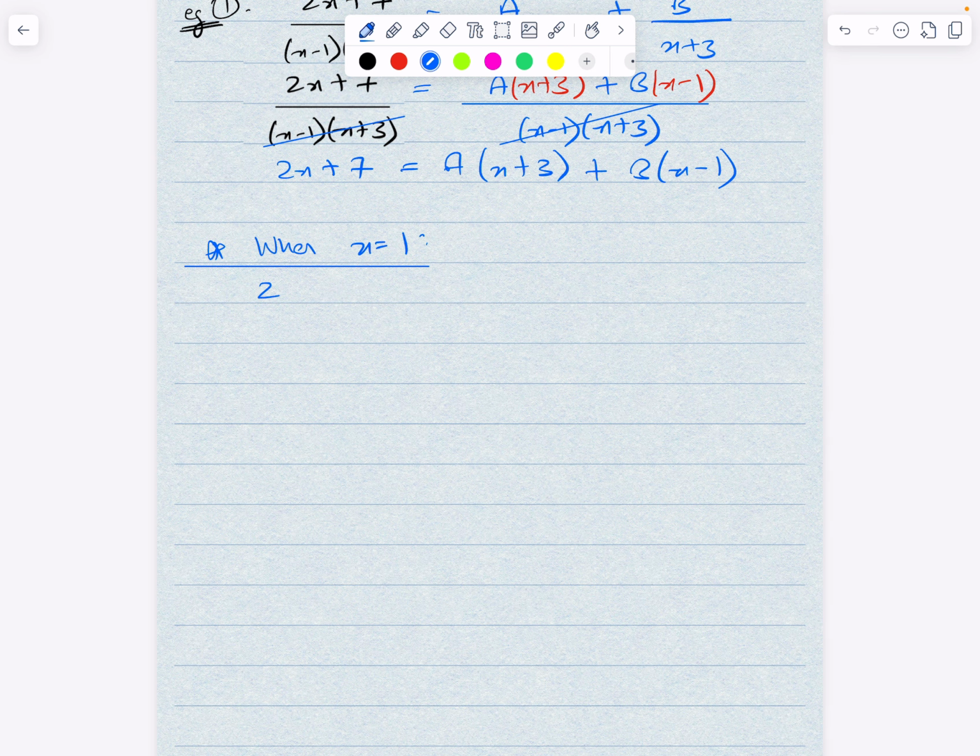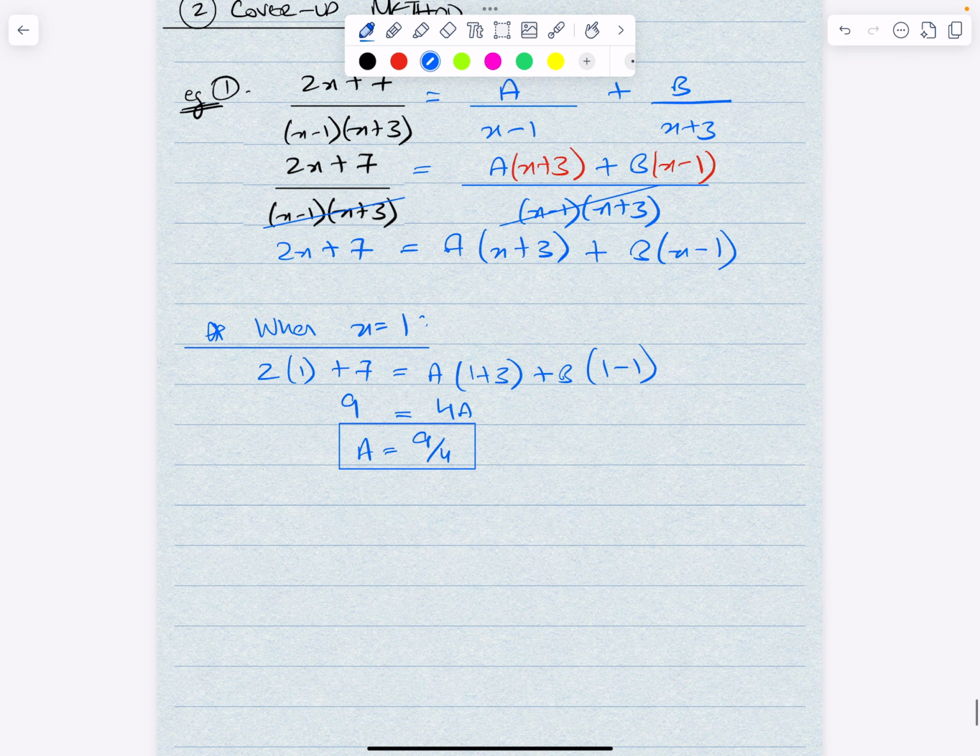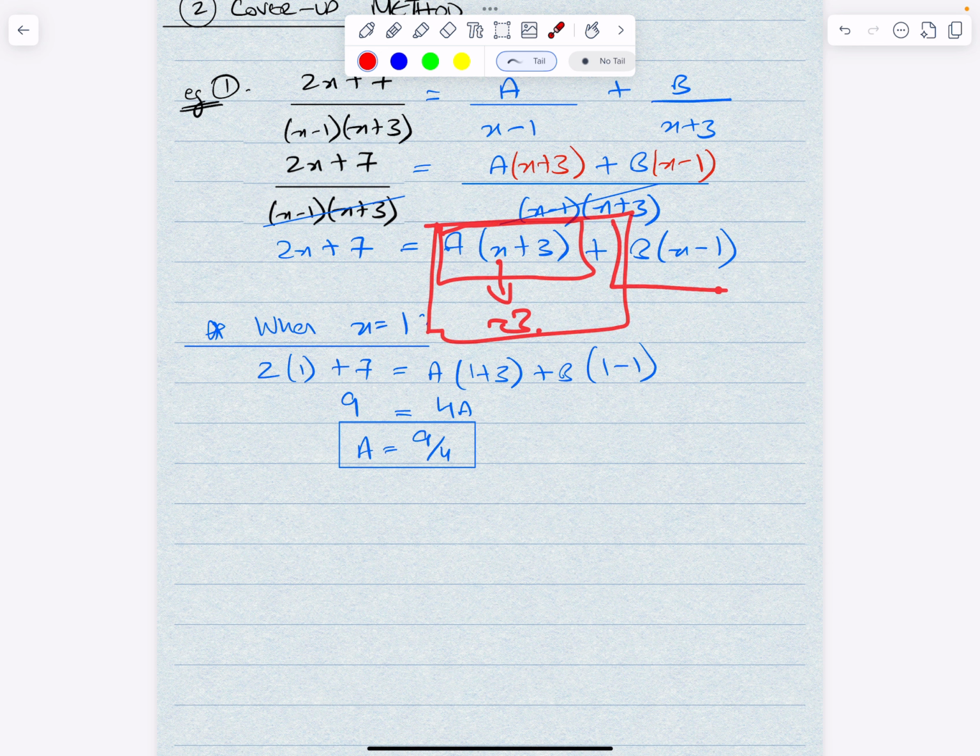So I have this, plus B times (1 - 1), which is 0. Thus I have 4A equals 9, and A turns out to be 9 over 4. Similarly, for the value of B, I can substitute x as minus 3. Why? The significance is that A will cancel out and I'll only be left with B, and I have to find the value of B.